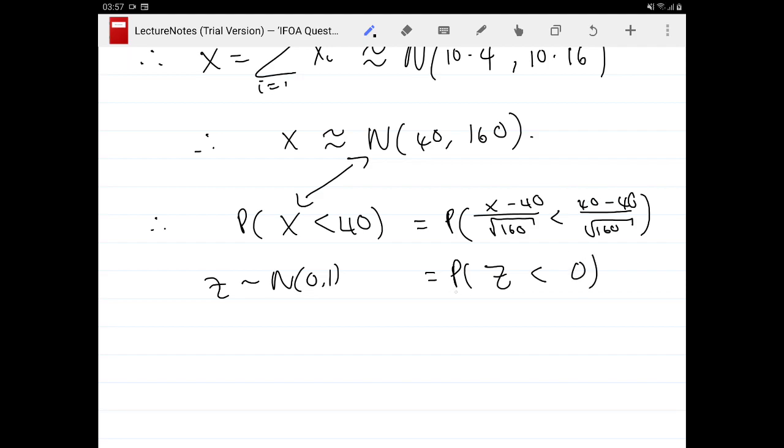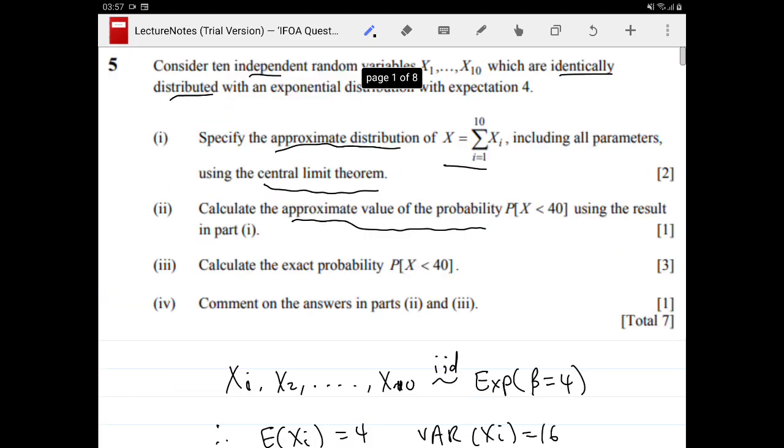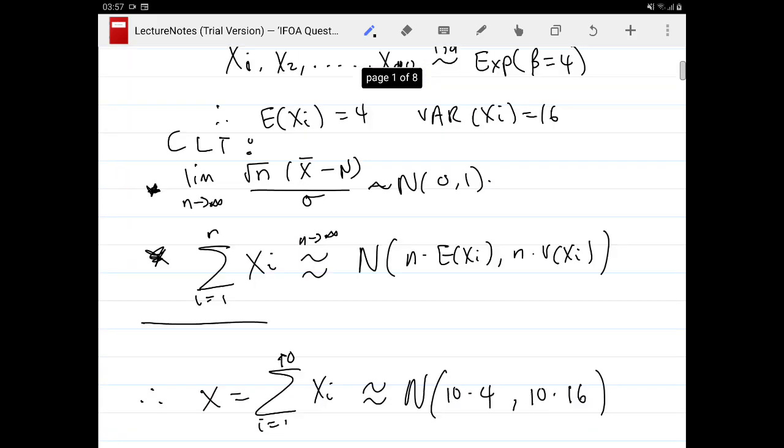So this is the probability that z is less than 0, which, if you know anything about your normal distribution, you know it's just going to be 0.5. Okay, so that's the second question. The third question is calculate the exact probability that x is less than 40.